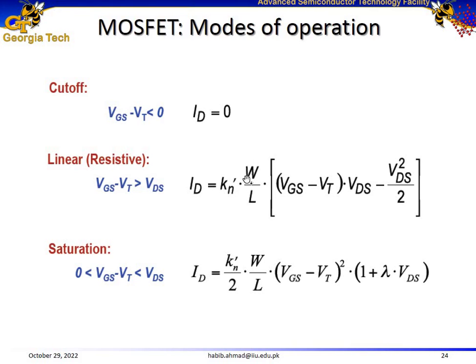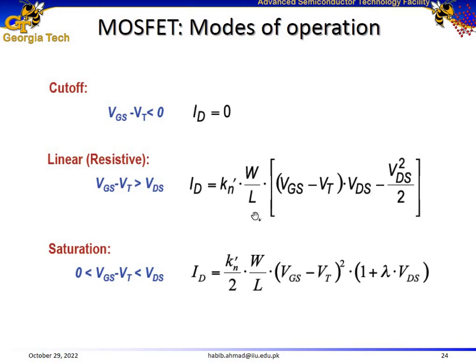It's significant because, similarly for the saturation region, once again, the first condition is that the gate to source voltage is greater than VT, and the second condition is VGS minus VT is less than VDS. So this is another condition, but once again this ID, the drain current, is proportional to W divided by L.